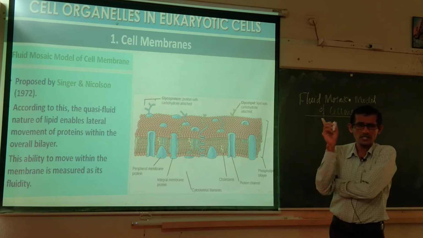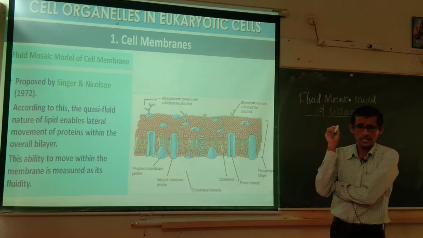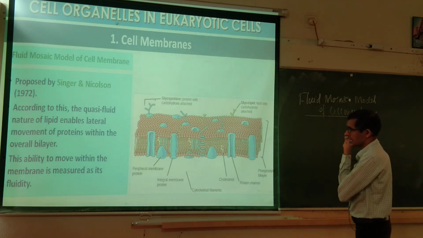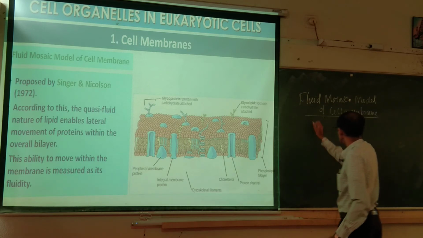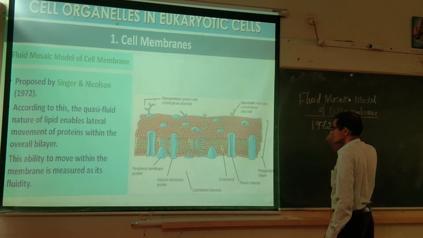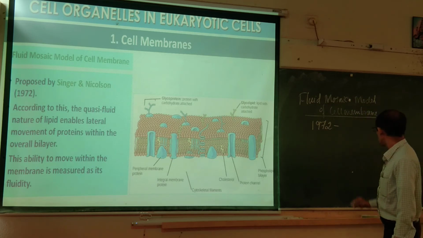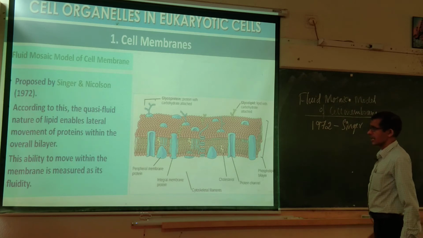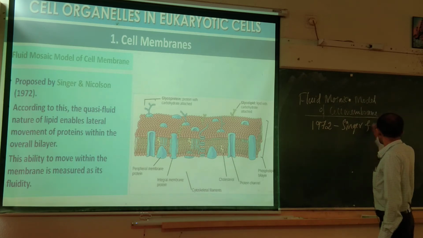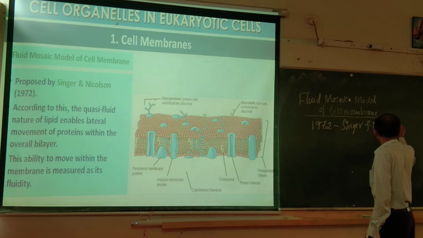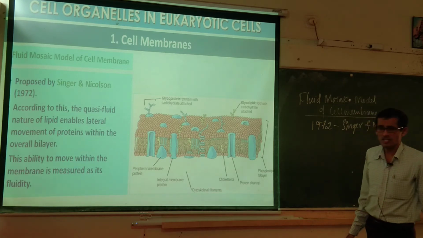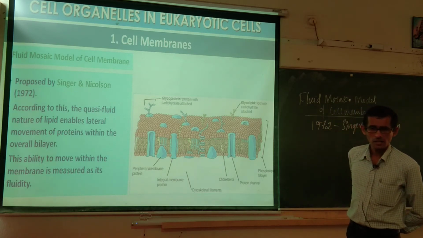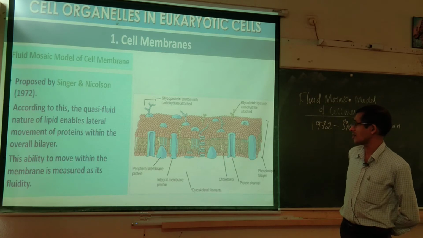Who proposed this fluid mosaic model? They ask this for one mark. Singer and Nicholson, the scientists, proposed the fluid mosaic model in 1972. So in 1972, the person called Singer, Singer and Nicholson, gave this model to explain the plasma membrane or cell membrane structure.